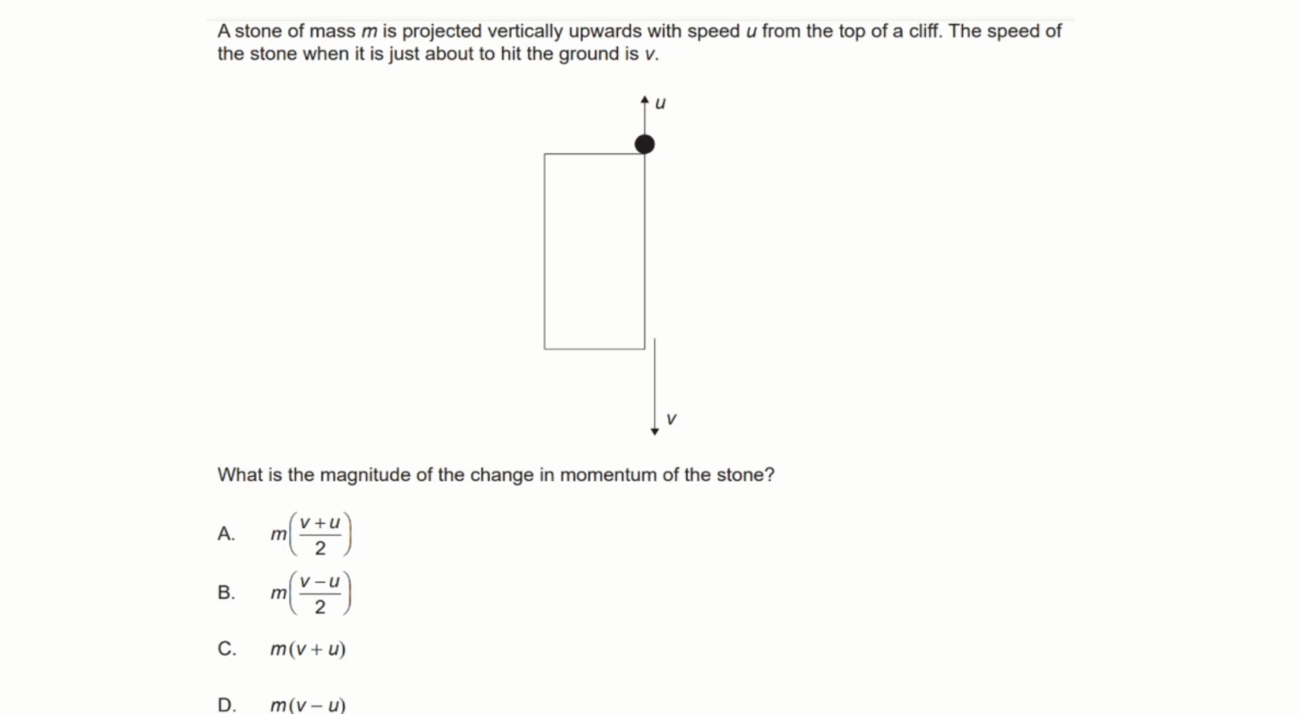Okay, here we have a stone of mass m being projected vertically upwards with a speed u, and we have the speed of the stone when it hits the ground, which is v. And we've been asked to calculate the magnitude of the change in momentum. Now, actually, I'll start here with the answer. The answer to this one is m times (v plus u).